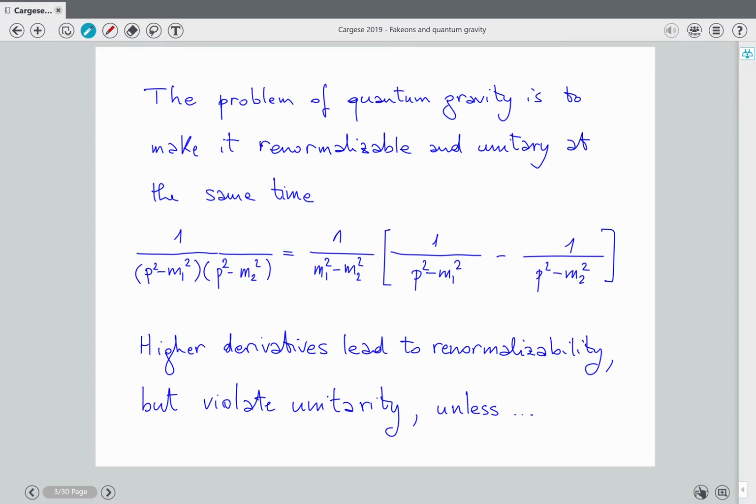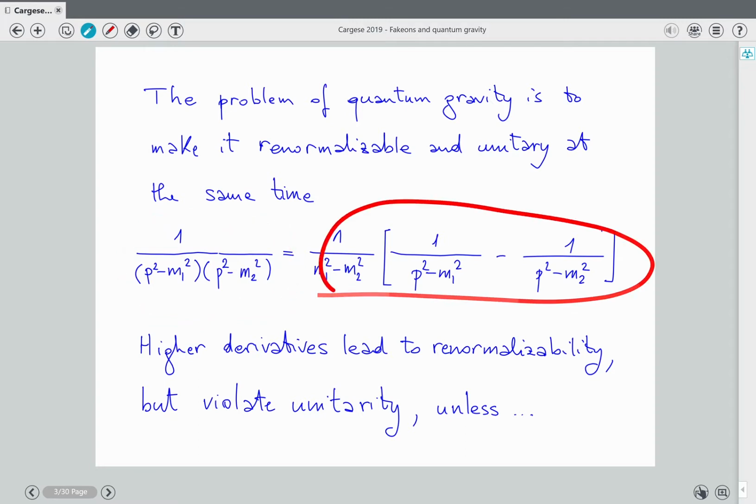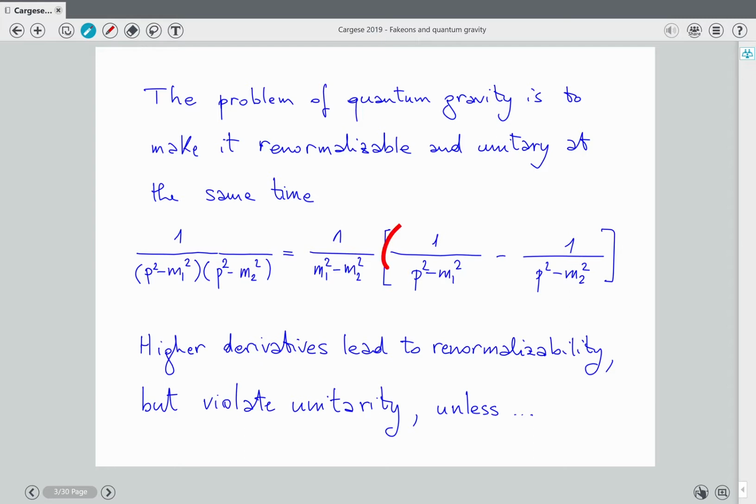But when you decompose a higher derivative propagator, you will see that it's a difference of poles. So you will have poles with a positive residue and necessarily at least one pole with a negative residue. That violates unitarity if you quantize those poles with the Feynman prescription. We will see that with a new quantization prescription, we will solve this problem.